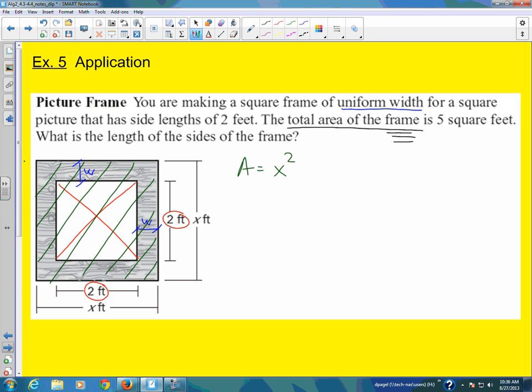That area is made up of 2 things. It's made up of the area of the frame. So we know that this area, which is equal to x squared, is made up of the area of the frame plus our area of the picture.